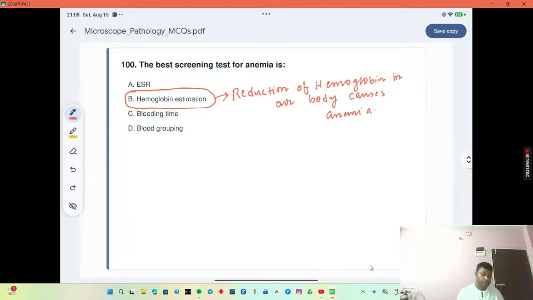So what is the cause of anemia? Reduction of hemoglobin in our body causes anemia. So which is the best test to find or to detect anemia in our body? It will be hemoglobin estimation. If there is a reduction of hemoglobin in our body, then it causes anemia.